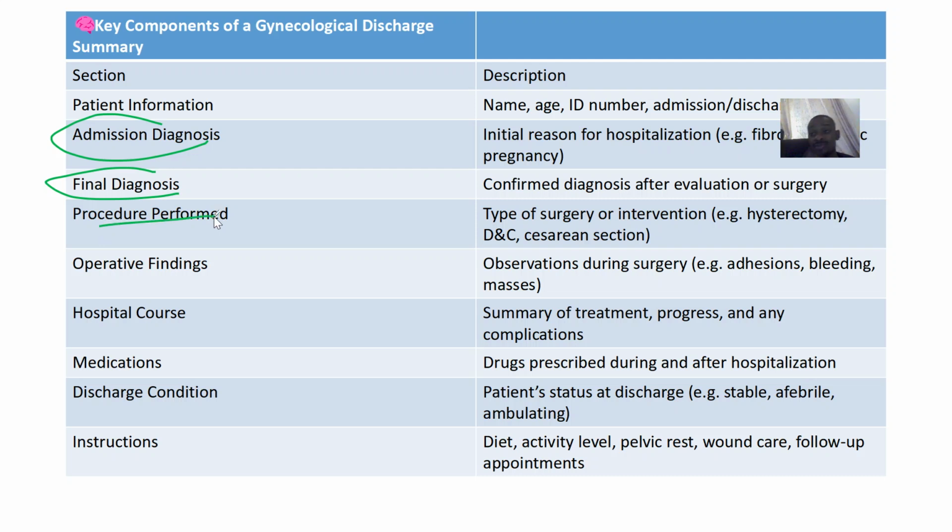Procedure performed. Did you do any surgery on them? Then also you document all the tests that were done, right? Operative findings, hospital course, right? How long did they stay in the hospital? Were they moved from one hospital ward to another and all of that? What were the drugs that were given to the patient? Discharge condition. So when the patient was discharged, were they stable? Were they referred? Or were they not stable? All of that. Then it also talks about the vitals at the time of discharge.